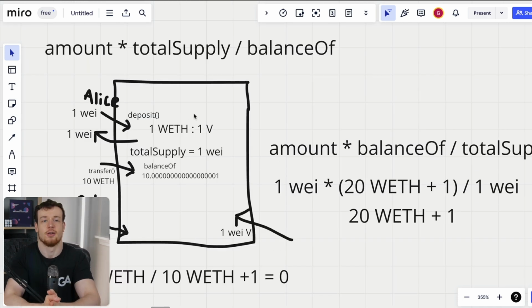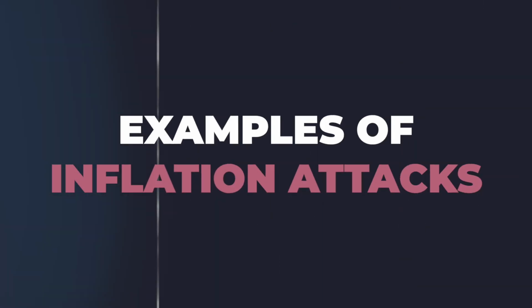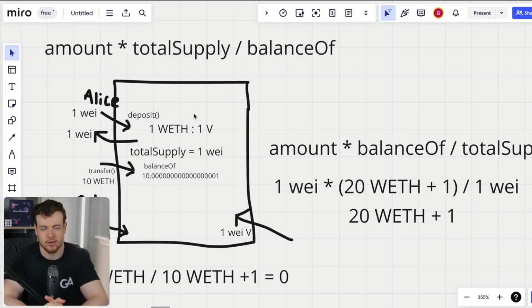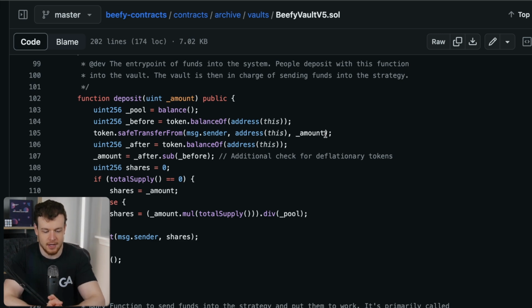So let's have a look at some examples of the inflation attack and see what it actually looks like in smart contract code. And then we'll have a look at some of the solutions. So first of all, I've got an old version of a Beefy Finance vault here. This is the Beefy Vault V5, which is now 2 years old, which is crazy to think about. This is when I was just getting into researching DeFi protocols and DeFi smart contracts. I remember studying this contract and thinking it was so cool, completely not even realizing that this was a vulnerability.